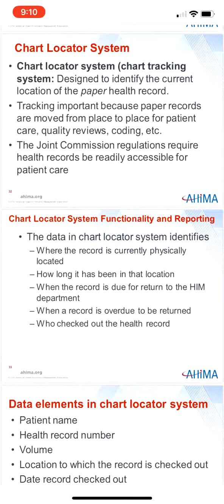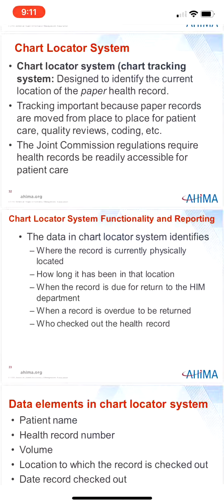The Chart Locator System, also called Chart Tracking System, is designed to identify the current location of the paper health record. This tracking is important because paper records are moved from place to place for patient care, quality reviews, coding, and many other purposes. The Joint Commission regulations require health records to be readily accessible for patient care, and the chart locator supports that mandate. Because of the transition to the EHR, the chart locator system will continue to become less important to the HIM department and will eventually be phased out as paper records become obsolete.